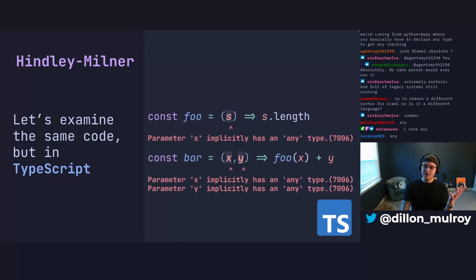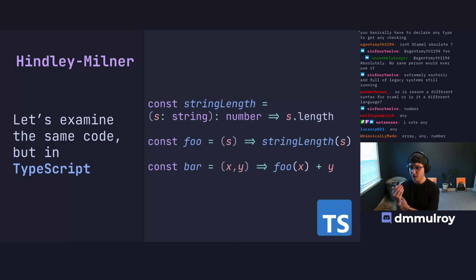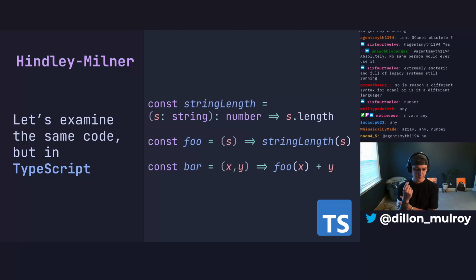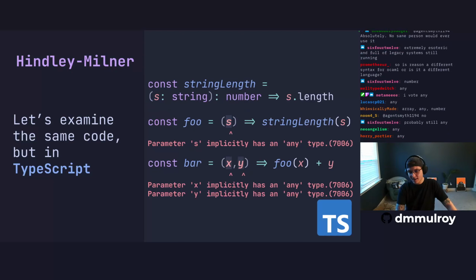And now you may be saying, Dylan, this isn't a fair example. We passed s to another function that was strongly typed. We passed it to string.length. To that I say, okay, let's create a string length that is annotated. So we'll say string length is only ever going to take a string, and it's only ever going to return a number. What do we think TypeScript is going to infer s, x, and y to be in this case? There we go. Yes, we're still going to get any.